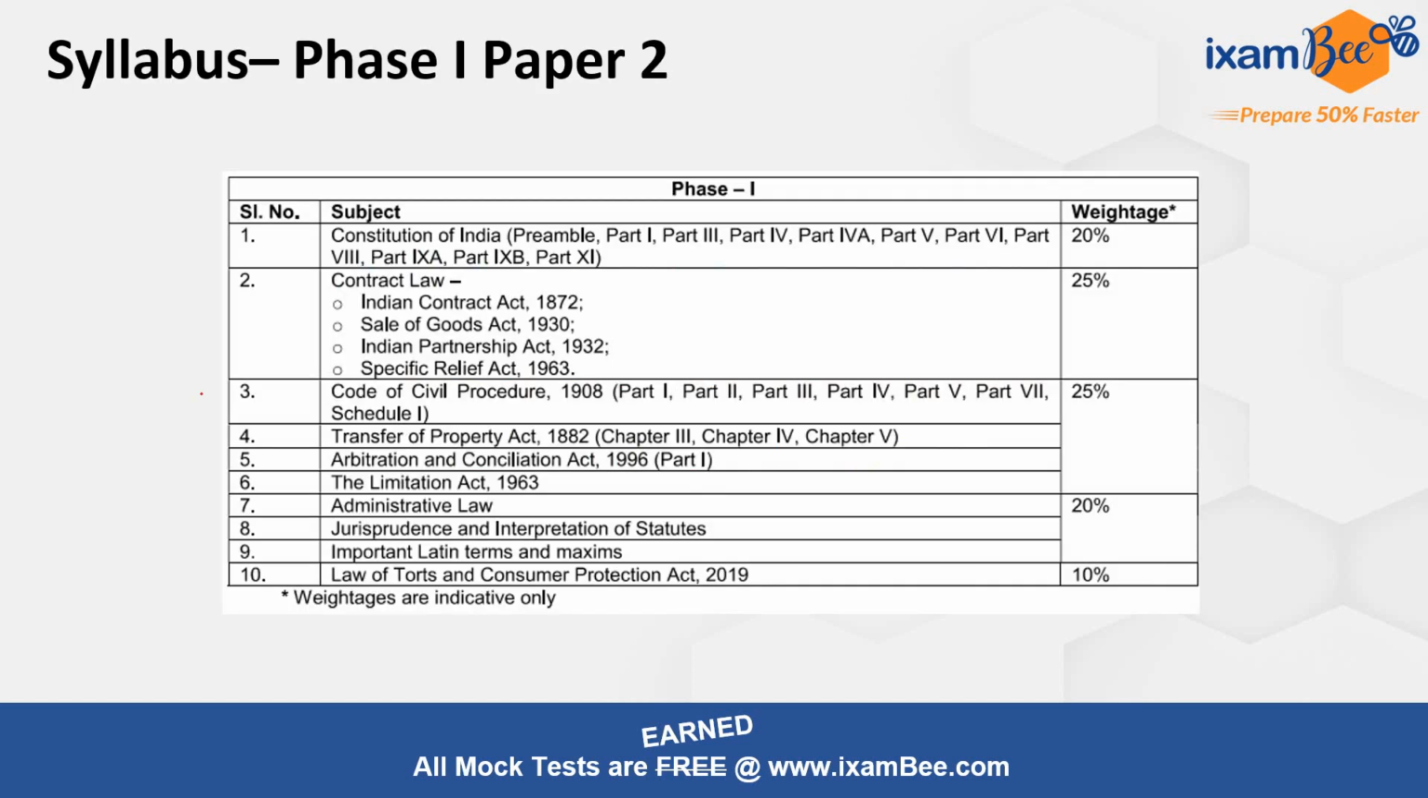अगर हम इनकी वेटेज की बात करें, CPC, ट्रांसफर प्रॉपर्टी, आर्बिट्रेशन, लिमिटेशन, इन चारों की एक साथ मिलकर 25% वेटेज है. Let's start. Question 1.